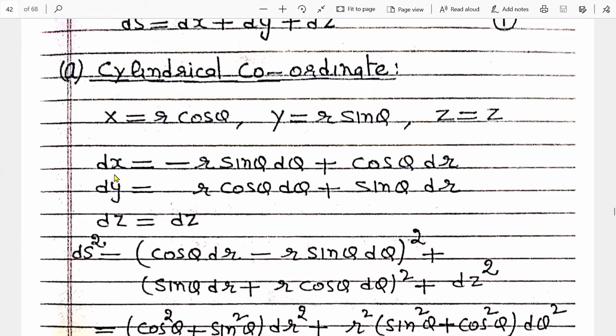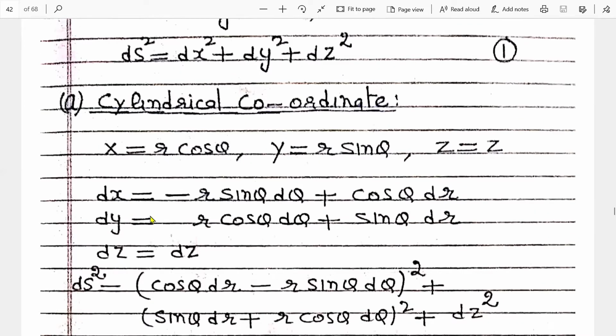Now differentiate dx. Here r and theta are variables. So first differentiate cos theta with respect to theta. This is minus r sin theta d theta, plus cos theta into the differential of r, which is dr. Similarly, we can find the value of dy, and similarly the value of dz. Now substitute dx, dy and dz in equation number 1.